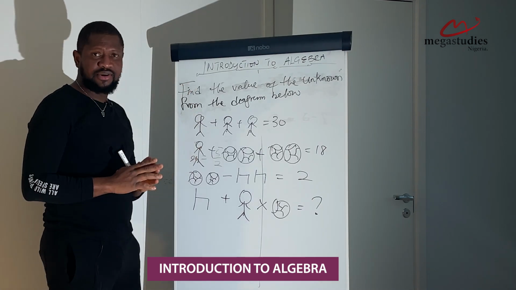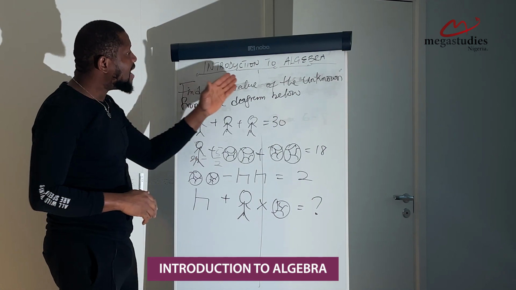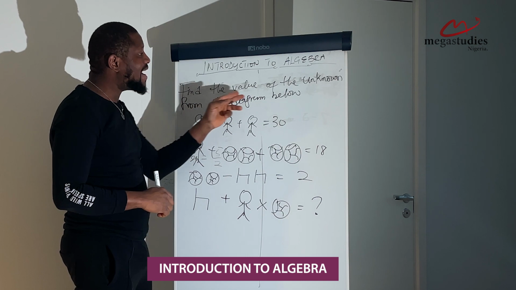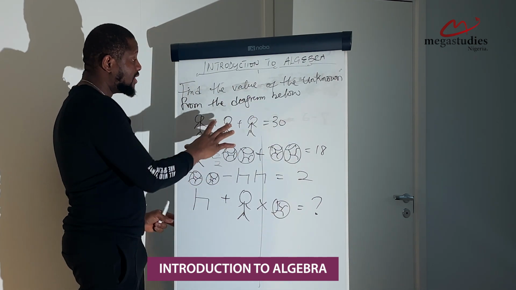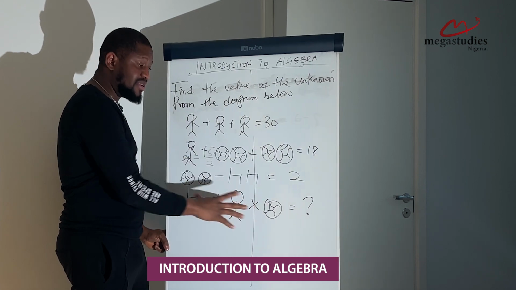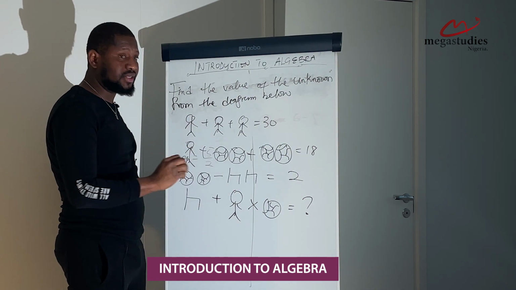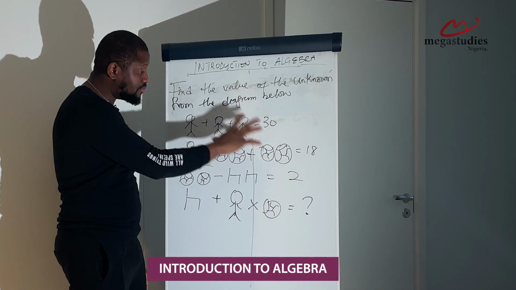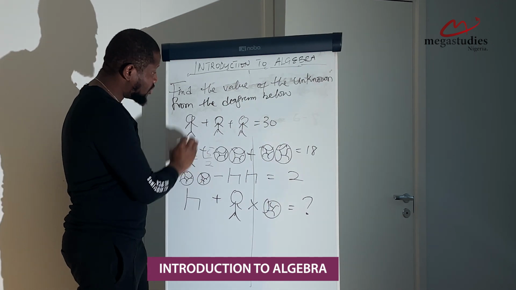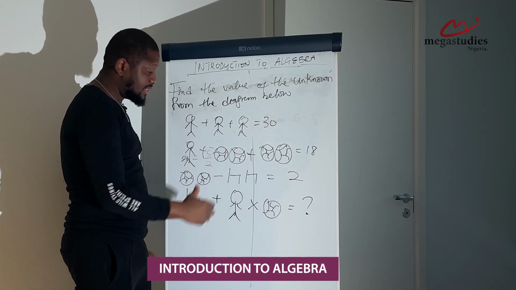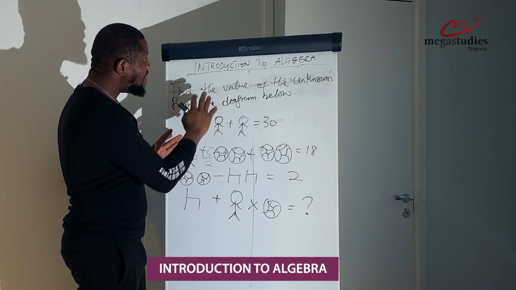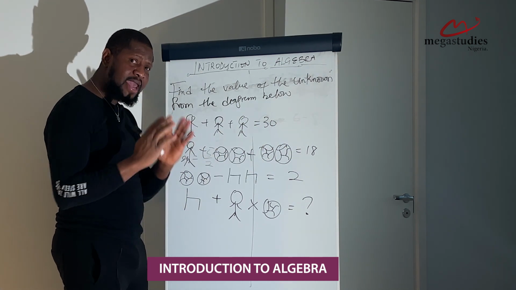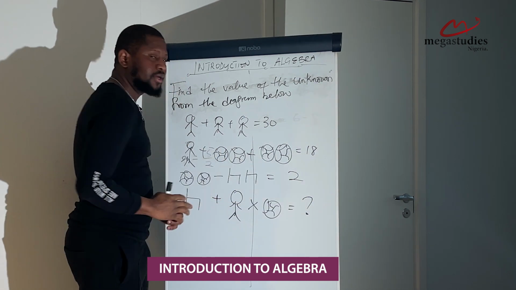We have a question here. Find the value of the unknown from the diagram below. Now this is a diagram representation of how algebra is being displayed. This is algebra, such that symbols are used to represent numbers. Now, we have this kind of question. The main aim is to look for this value.